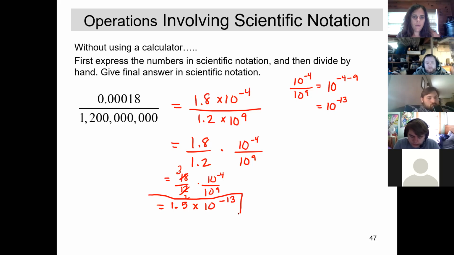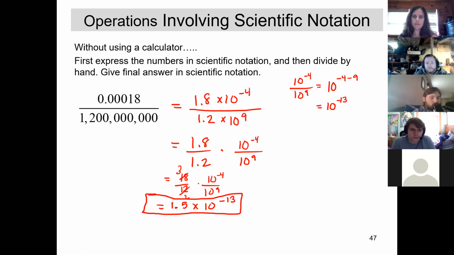If you can't read this, I'll read it out loud again. It's 1.5 times 10 to the negative 13. It's much better than writing it in standard notation, and it's easier than even pulling out the calculator. And I showed way more work than you probably need to show. Maybe you do if you're not used to it, but you could probably show less work and still get the right final answer.